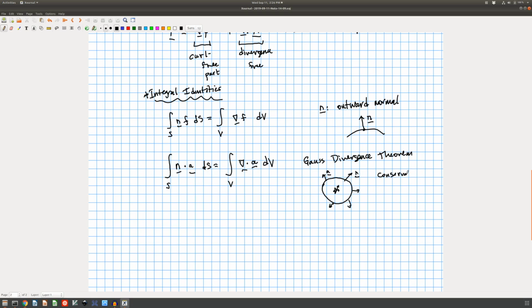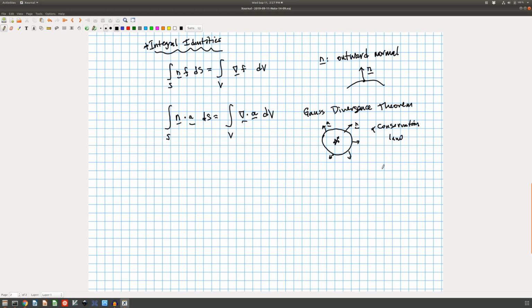All right, and this is really a conservation law. We're going to use that later in the class to talk about the conservation of momentum. Finally, you can also write this for a tensor. Again, this one is not as common. Maybe I should just do the Gauss divergence theorem.